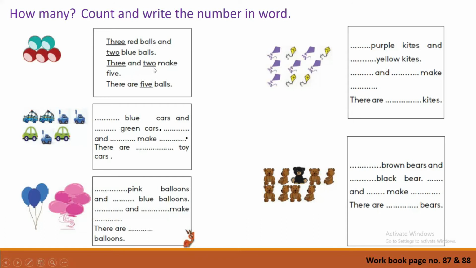3 and 2 make 5. Yes, 3 and 2 make 5. There are... yes, how many balls? Now we have to count all together how many balls.